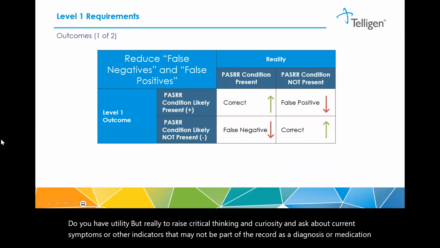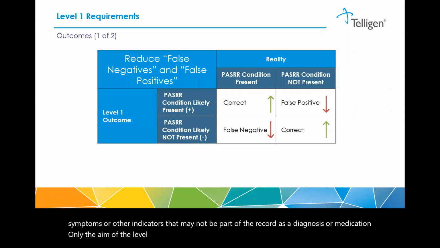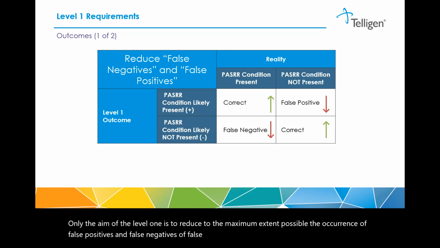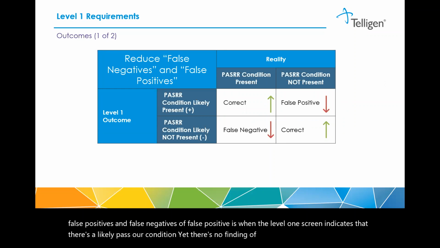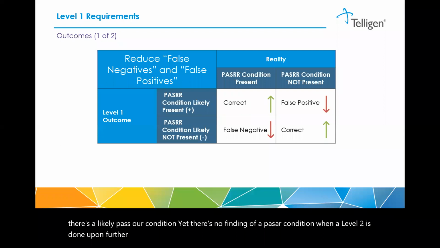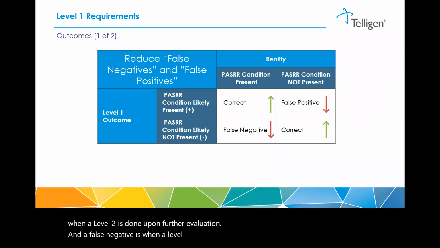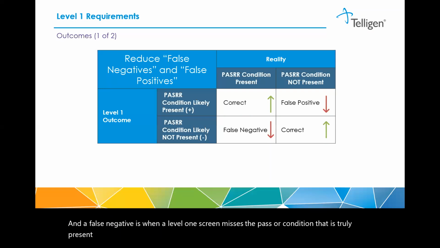The aim of the level 1 is to reduce to the maximum extent possible the occurrence of false positives and false negatives. A false positive is when the level 1 screen indicates that there's a likely PASSR condition, yet there's no finding of a PASSR condition when a level 2 is done upon further evaluation. And a false negative is when a level 1 screen misses the PASSR condition that is truly present. So this is a balance of efficiency and patient care.